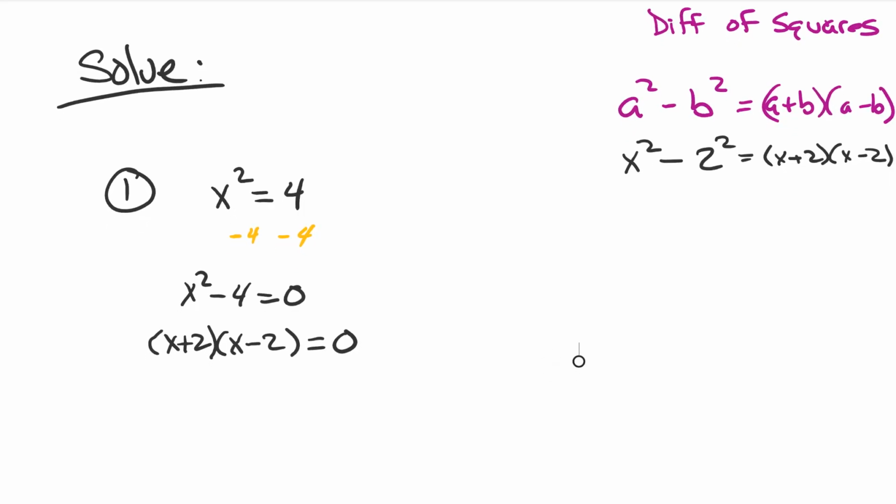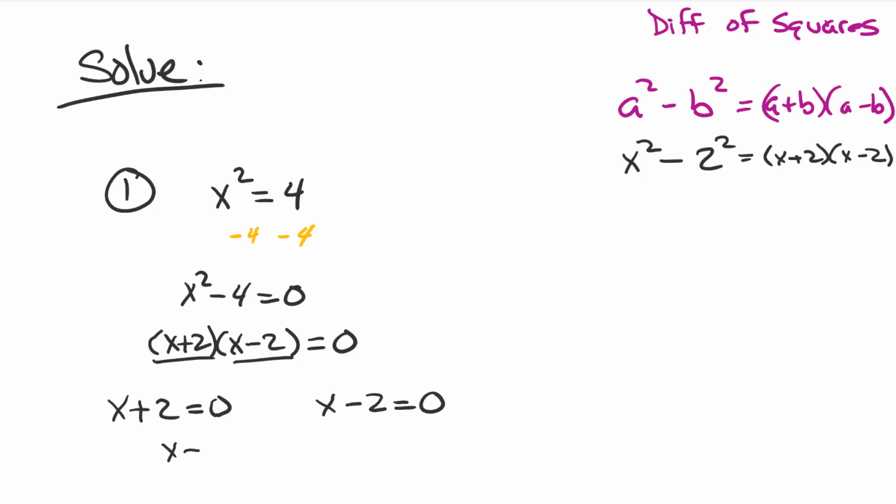Now we use what's called the zero product principle. This should be the last step typically when you're dealing with a quadratic. Typically, not always. So we're going to say if x plus 2 equals 0, the whole thing equals 0, so we set that equal. If x minus 2 is equal to 0, the whole thing will equal 0, right? Because 0 times anything is equal to 0.